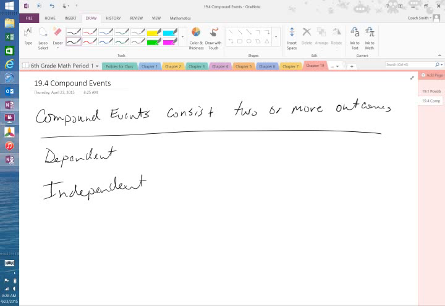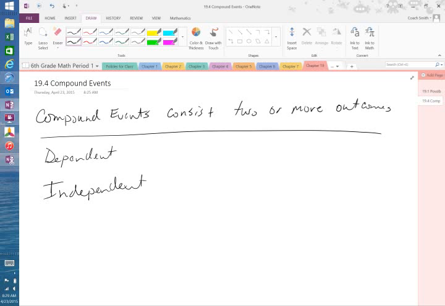An independent event, for example, if I'm going to roll a 3 on a number dice and then pick a king of spades out of the deck of cards, does one have to occur for the other one to occur? In other words, do I have to roll a 3? Could I still pick a king of spades out of the deck of cards even if I roll a 2? Yeah, I could. So those events are independent of each other, because one does not rely on the other.